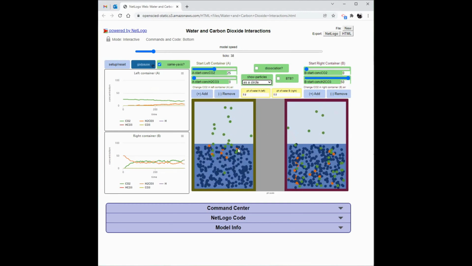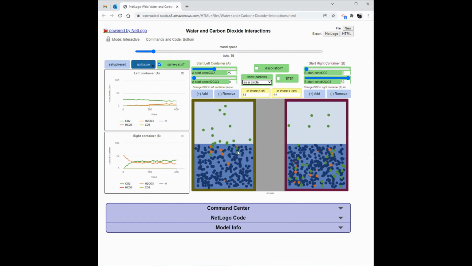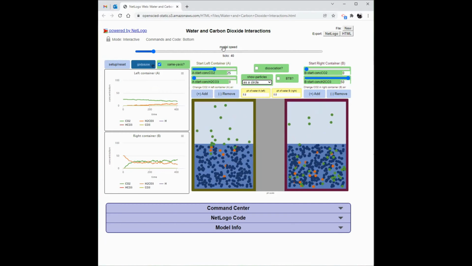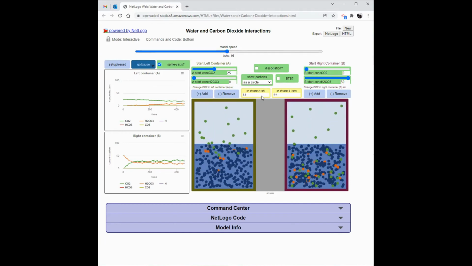The colors of the circles match the colors in the graphs on the left. And where this is really nice is if we actually see the color change for a particle, that means a reaction just took place there. We'll take this back up to normal speed, and I'll show you a couple other things.